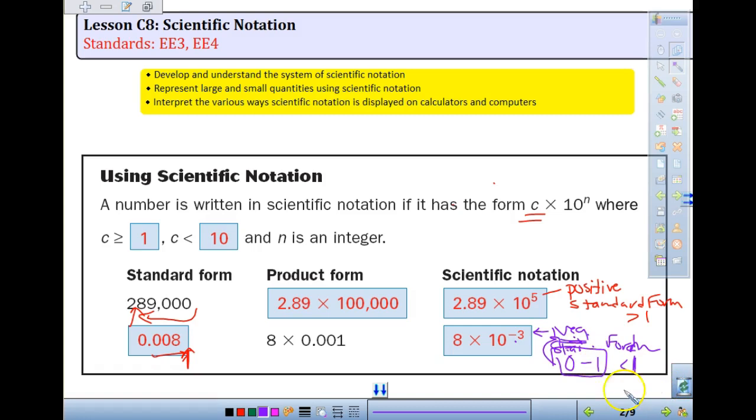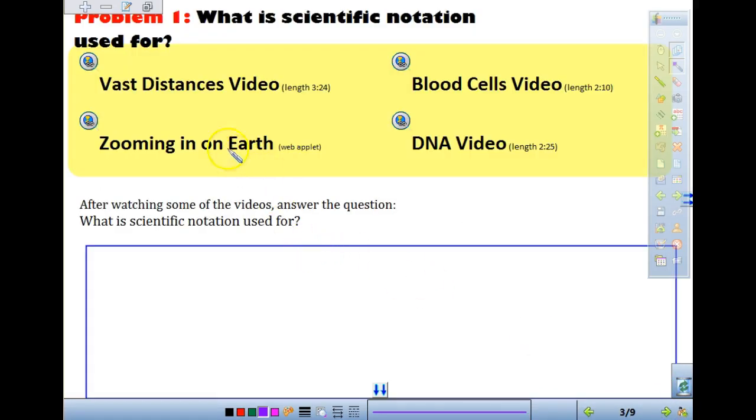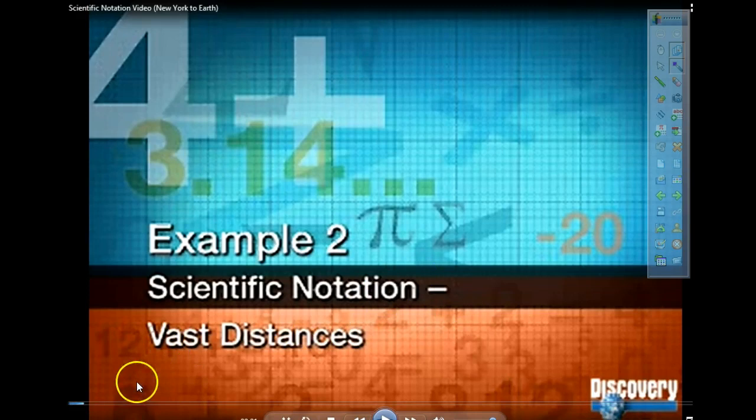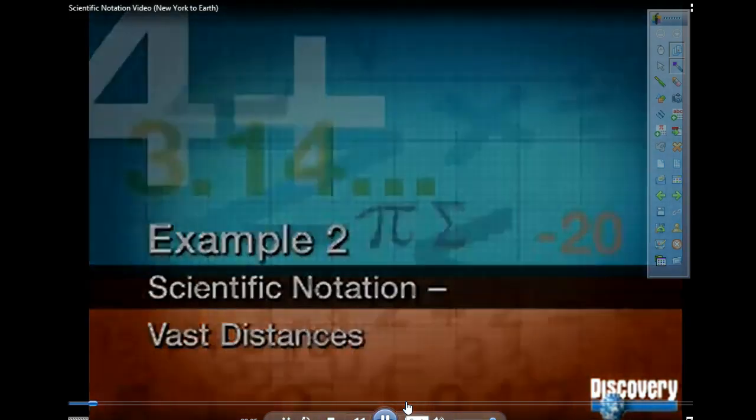So as we look at this next part, we're going to look at a few videos, and it asks you in your notes. We're going to look at this one where we're zooming in and out. I have this attached to the daily planner. We're going to look at the blood cells, which is looking at really small numbers. And then we're going to look at this one with vast distances, which is looking at really large numbers. So the first one looks like this. And try to look at why you want scientific notation.